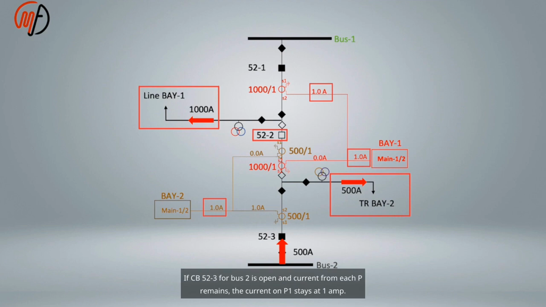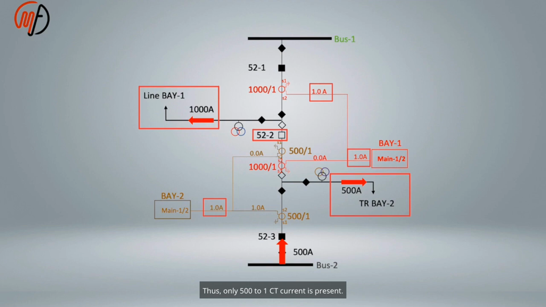If CB 52.3 for bus 2 is open and current from each P remains, the current on P1 stays at 1 amp. The second is 0 as no current passes, because the tie circuit breaker is open, resulting in 0 current. The 1 amp to P2 is from the 500 amps CT conversion. The other CT also gave 0 current as the tie circuit breaker is open. Thus, only the 500 to 1 CT current is present.